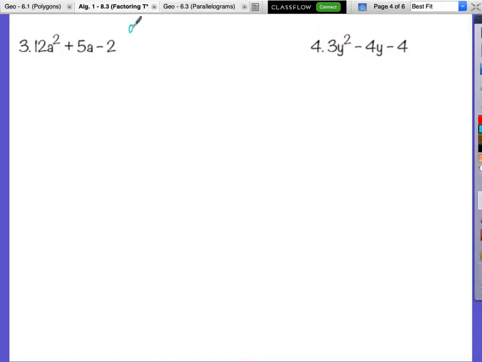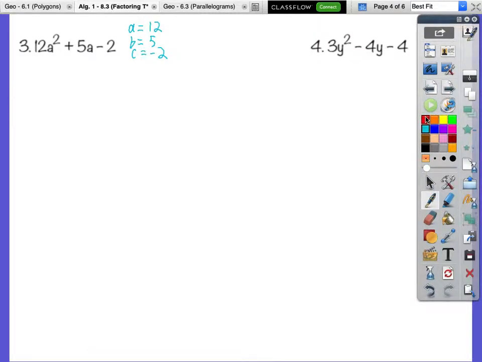Okay, Blake, what's A? I flipped to the back. Okay. Ben, what's A? 12. 12. Blake, I'll let you next time, okay? Okay, Josh, what's B? 5. Hannah, what's C? Negative 2, okay? So after we make sure it's in the right form, and we identify, what's our step 2 say to do? Make an X.